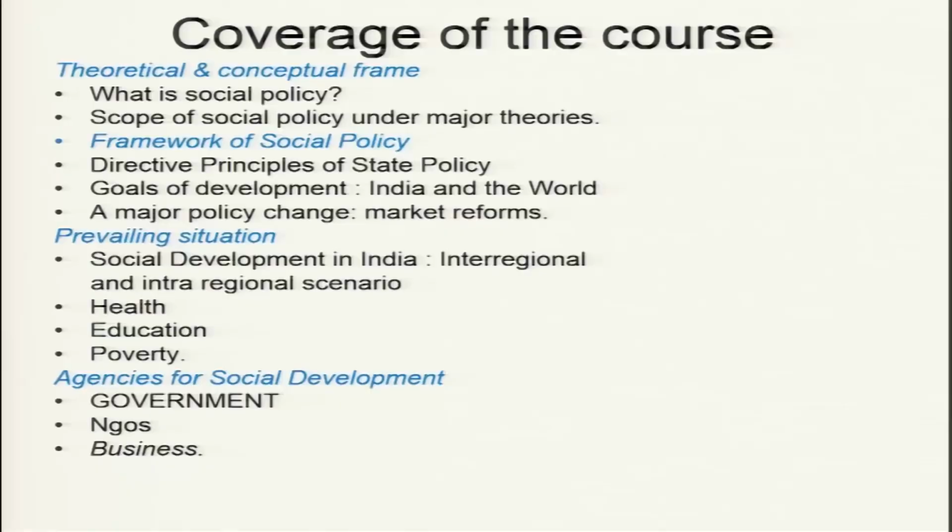So apart from government and NGOs, we will also look at the role of business, how business tries to solve social problems. So these are the three agencies about which we will discuss what role they play and how they try to solve our social problems.